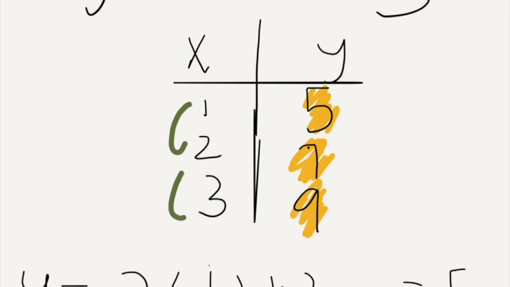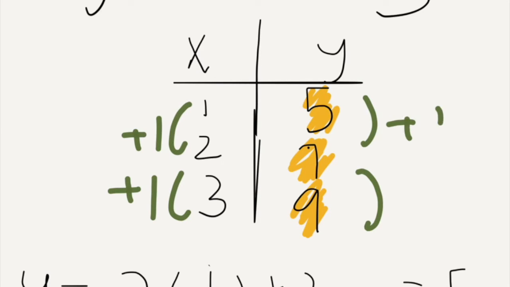Each time you can see that x is increasing by 1. 1, 2, 3. And let's check the y-coordinates. Each time y is increasing by 2. 5 to 7, you add 2, and 7 to 9, you add 2. This shows that y equals 2x plus 3 is a linear function because as x is increasing constantly by 1, y is also increasing constantly by 2.